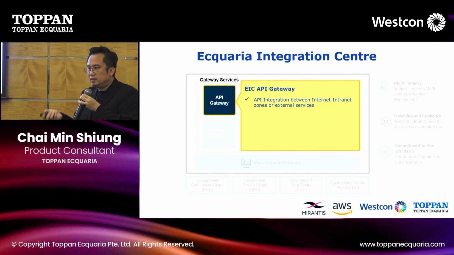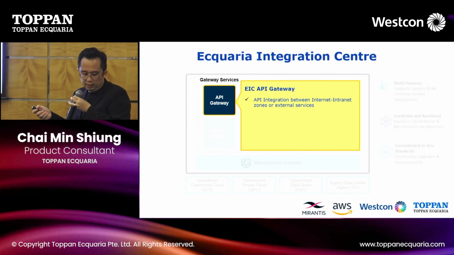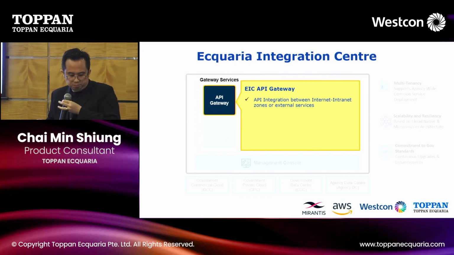So like I said just now, why do we put EIC in the integration tier? Because we want to support cross-zone integration. So the API gateway allows applications to access APIs hosted in the internet zone from the intranet zone and vice versa. So APIs can be called either way.